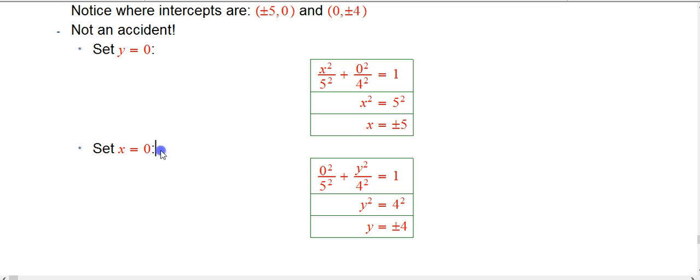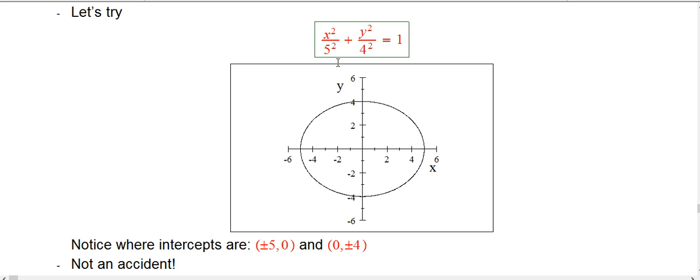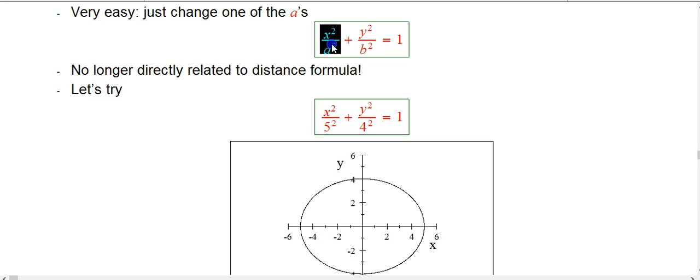Very similar for the y-intercepts. That's where x equals 0. This guy disappears because you said x equals 0. y squared is 4 squared. y is plus or minus 4. And that's totally general. The x-intercepts for our general form are going to be plus or minus a, and the y-intercepts are going to be plus or minus b.